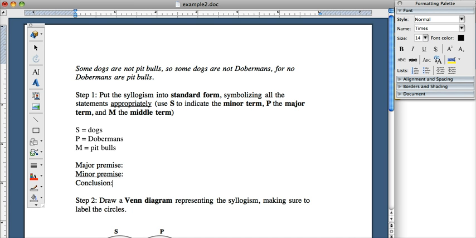Then we write it out in standard form, so the conclusion will be some S are not P. The major premise will be whichever premise has Dobermans in it, so that's no Dobermans are pit bulls, so no P are M. And then the minor premise will be what's left over. Some dogs are not pit bulls, so some S are not M. Underline that.